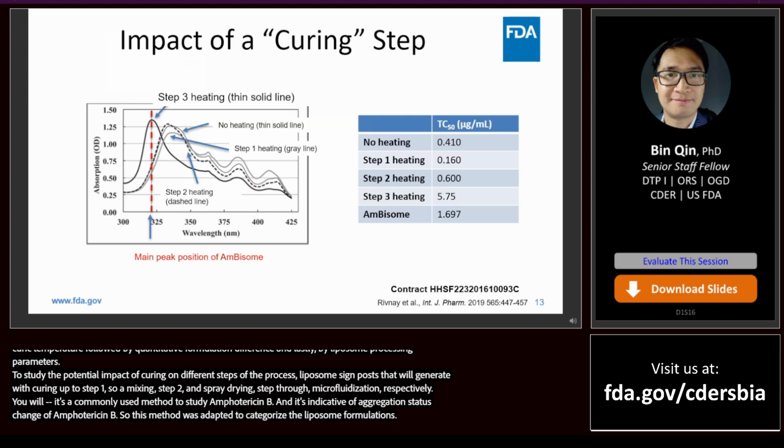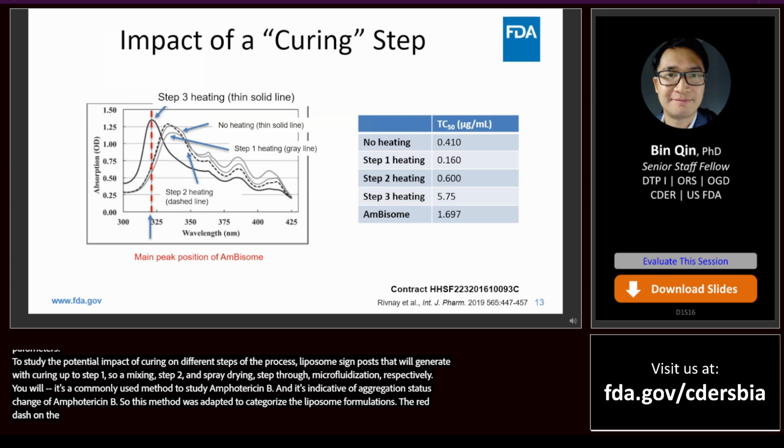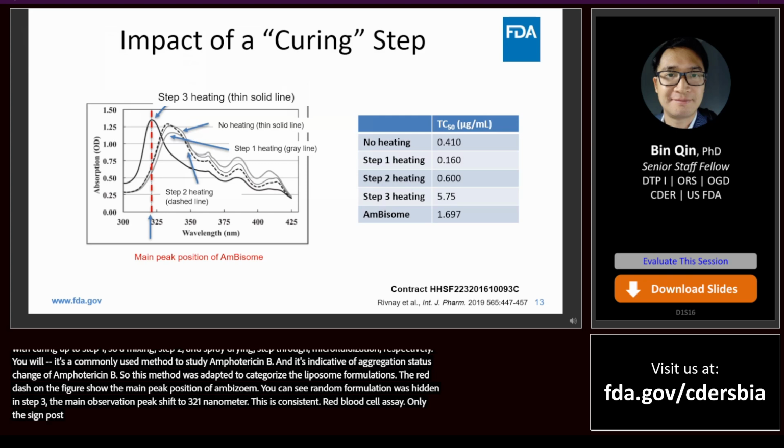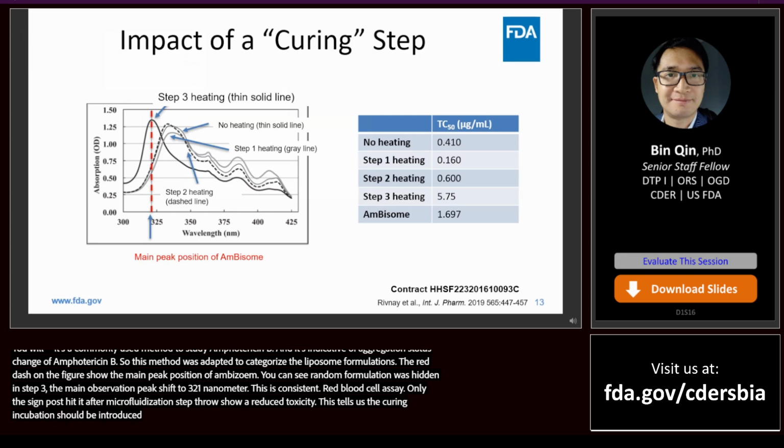The red dash on the right figure presents the main peak position of Emulsion, 321 nanometer. As you can see here, only when the formulation was heated in Step 3 did the main observation peak shift to 321 nanometer. This is consistent with that of Emulsion. Red blood cell assay was also conducted to evaluate the in vitro toxicity of these samples. Only the samples heated after microfluidization, Step 3, show a significantly reduced toxicity. This tells us the curing incubation should be introduced after Step 3.